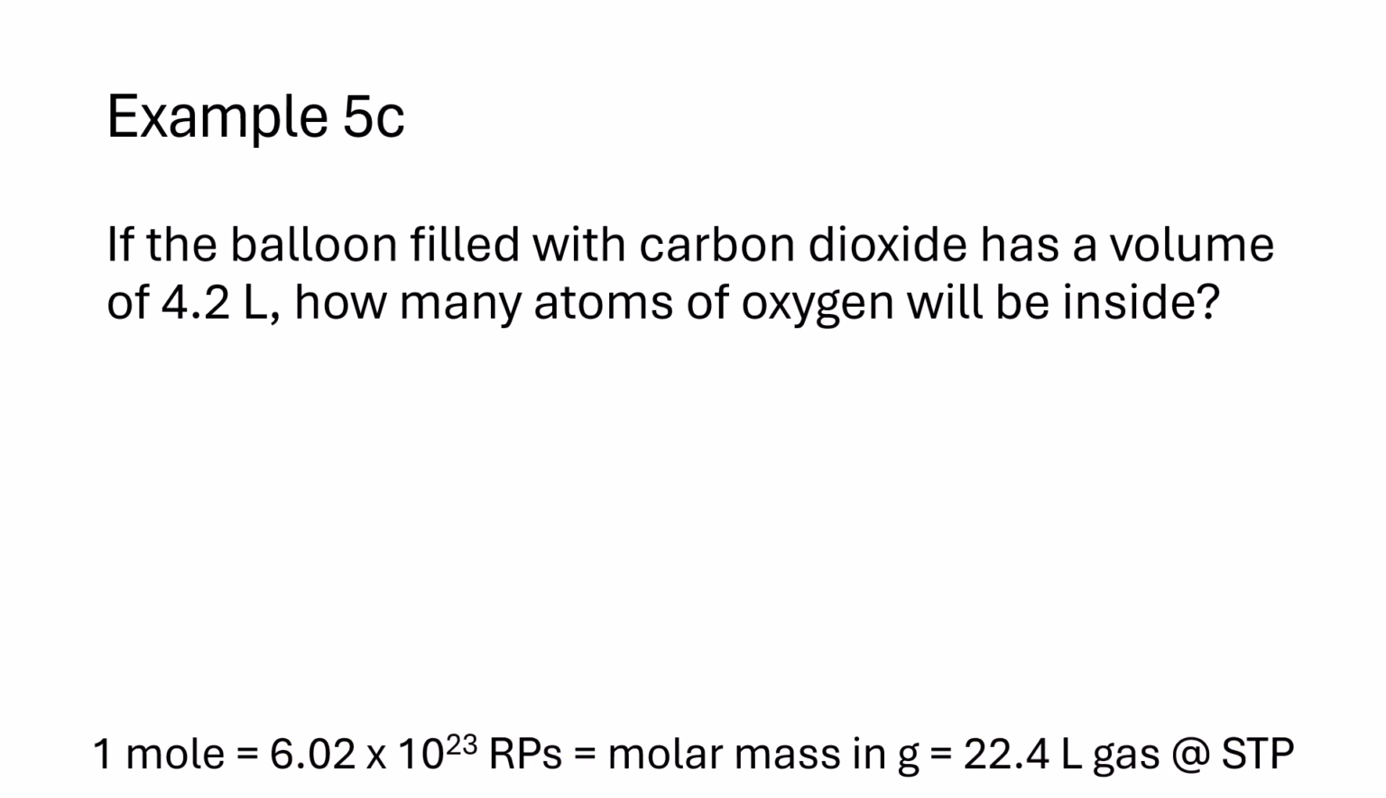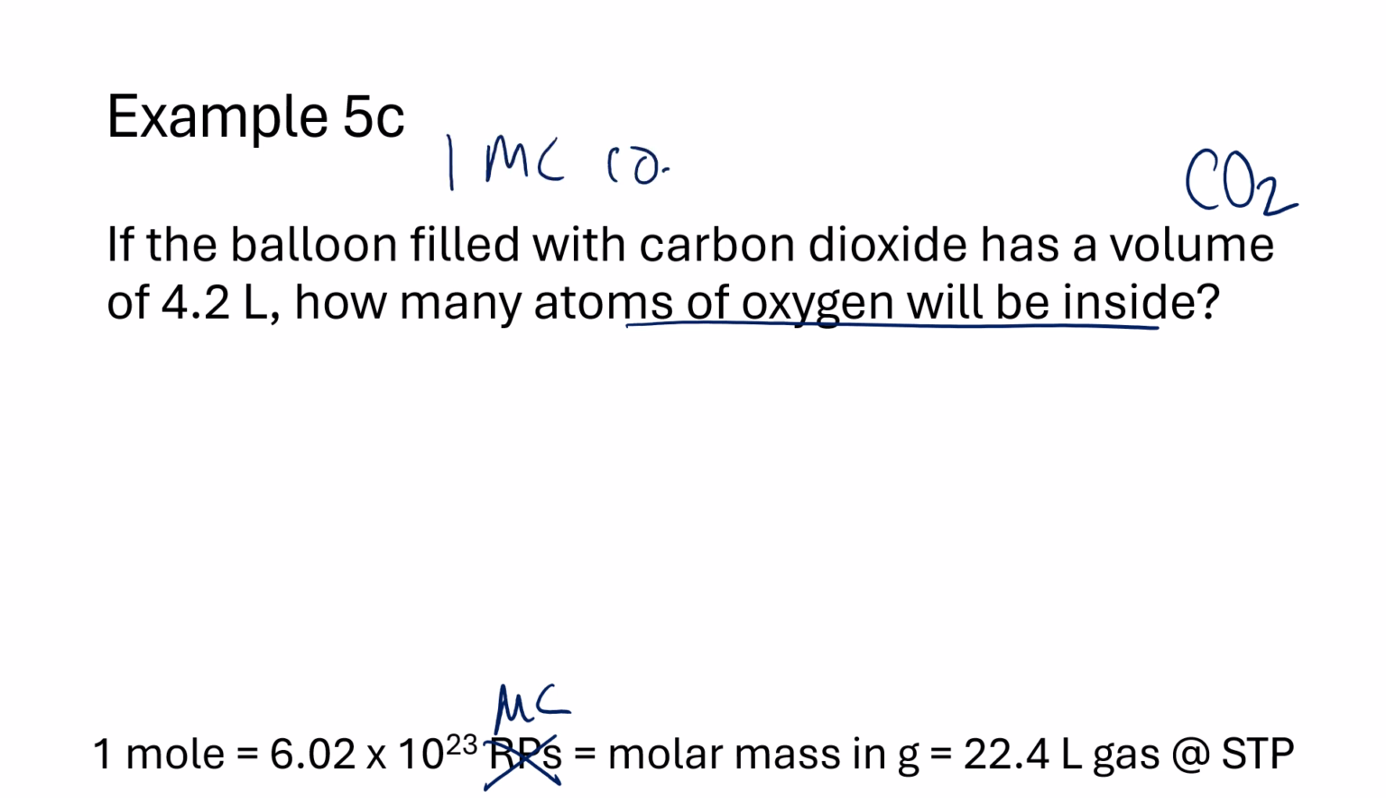All right, here is where it asks us for that extra step. If the balloon filled with carbon dioxide has that volume of 4.2, how many atoms of oxygen will be inside? So we have to be able to recognize that the smallest represented particle for CO2 is molecules. And I still need to incorporate that step because if I need to figure out atoms, I need a represented particle in there first. But I needed an additional equivalent here. So if I have one molecule of CO2, how many atoms of oxygen? And that's that subscript. So I have 2 atoms of oxygen.